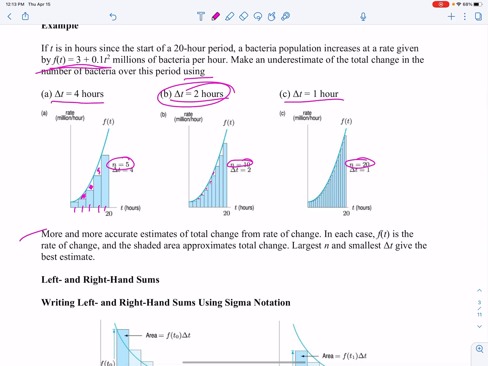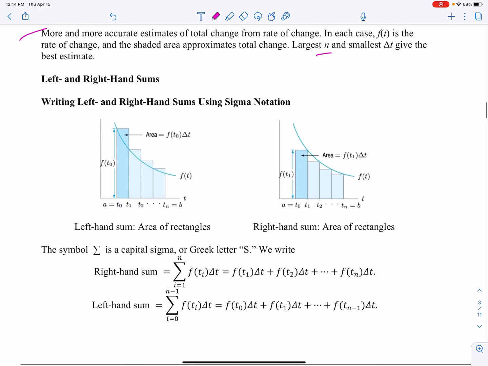It's more accurate the more rectangles you create. So right here, more and more accurate estimates of total change from rate of change. In each case, F of T is the rate of change, and the shaded area approximates the total change. The largest n, remember n is the number of intervals or rectangles, and the smallest delta T give the best estimate. So this would be the best of these 3 estimates. And this is conceptual stuff, just giving you an idea of what we're doing with an integral.